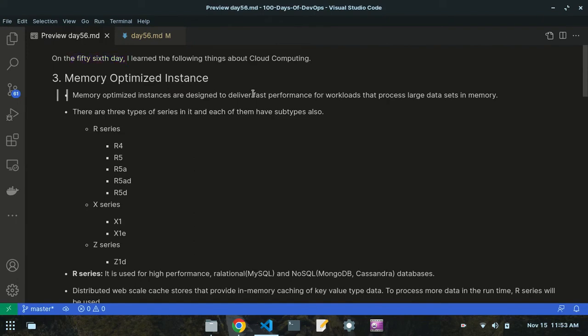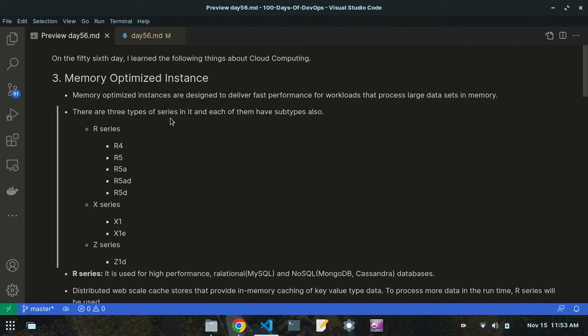So in this video I am going to talk about the third part of the AWS instance, and that is the memory optimized instance. Alright, so memory optimized instances are designed to deliver fast performance for workloads that process large data sets in memory.